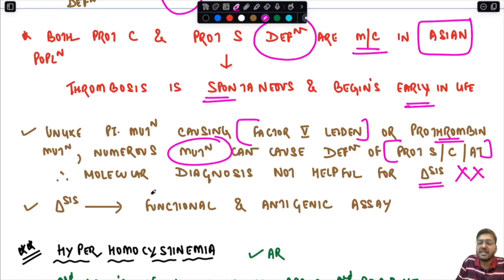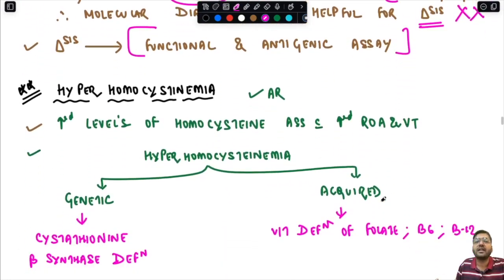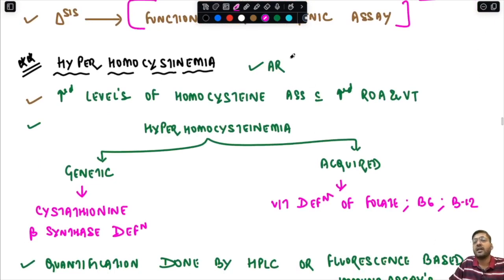The diagnosis is basically carried out by functional and antigenic assays only, that is the clot based assays and the chromogenic assays that I have already said. Okay. Next important condition of inherited thrombophilia is hyperhomocystinemia. Remember, it is autosomal recessive in nature.